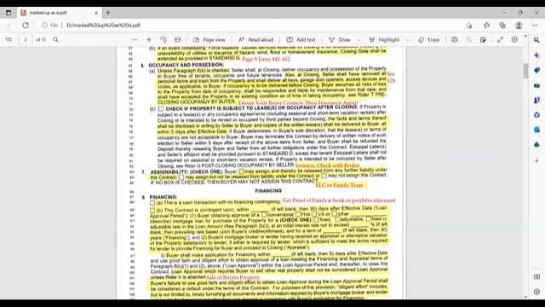So make sure that you write a new addendum if the buyer is going to preoccupy the home. If certain things are still needed to be done, that you say in that addendum, even though we're preoccupying the home, the seller is still going to do X, Y, and Z.